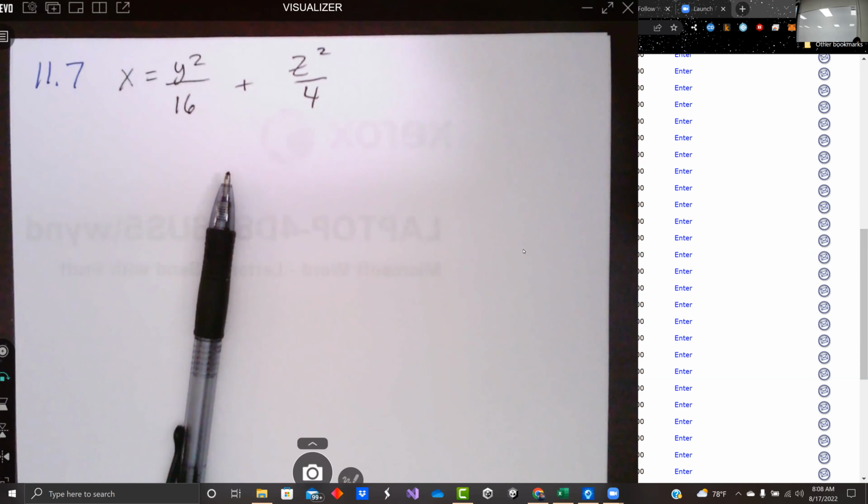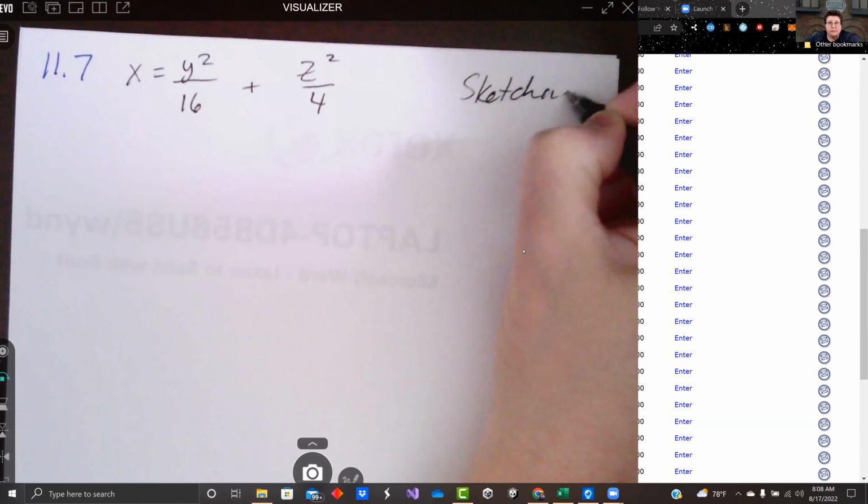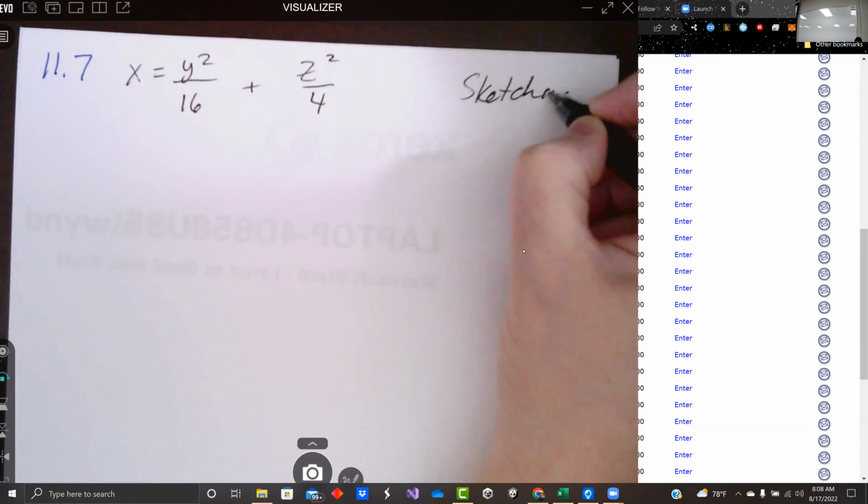Oh, what exactly do you want them to do with the problem? Do you want them to describe the shape or sketch it? Yeah, this section's on sketching. Okay.